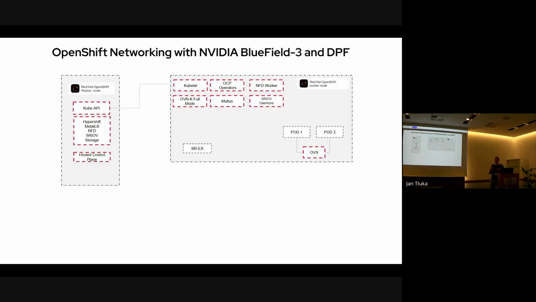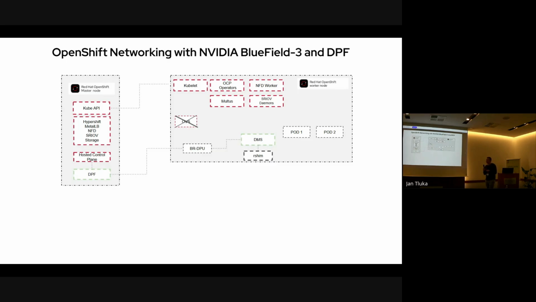Then you start adding stuff in order to run the DPF operator, right? You need NFD in order to label nodes with relevant hardware. You need SR-IOV. You need HyperShift. You need MetalLB in order to make HyperShift highly available. You need storage for HyperShift, and it starts to get even more complex.